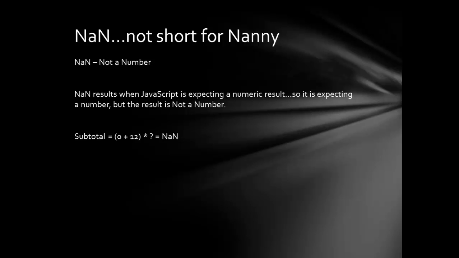So if I have an item like subtotal equals 0 plus 12 times question mark, that's going to result in NaN because question mark's not a number. Anytime JavaScript is doing some sort of calculation and it's expecting to get a number back, if it doesn't, it'll give you back NaN, not a number. This is where we need to make sure we do the right typing, like when we get information back from an end user, or maybe we're storing the wrong information in a variable and so on. So anytime you get NaN, just check your variables and make sure that your variables are actual numbers.